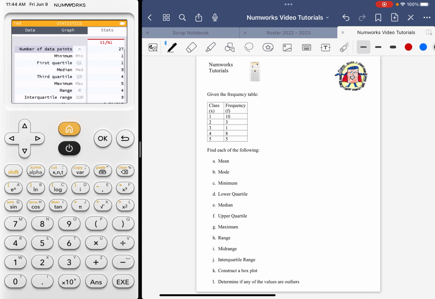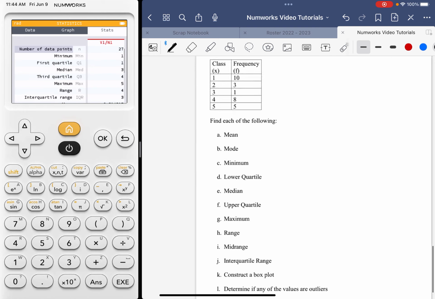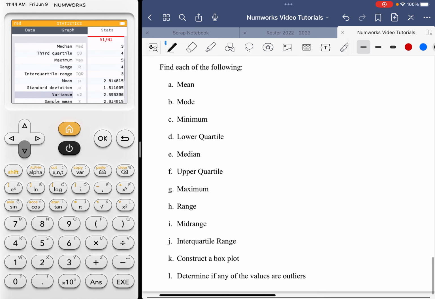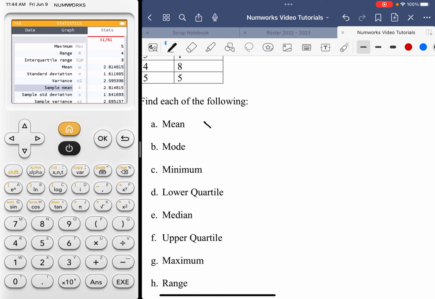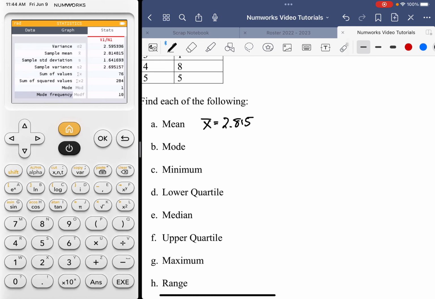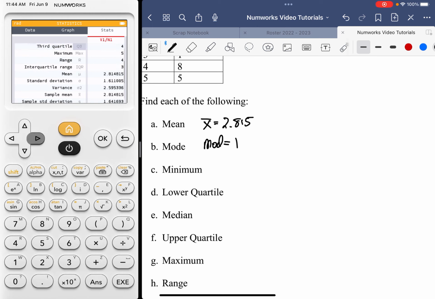All right, so same deal. Go to stats, grab all our stuff. All right. So the mean, going on down. Again, we have no indication that this is a population. So x bar is equal to 2.815. The mode is a 1. It occurs 10 times, but it's still the mode. The minimum, min is equal to 1.